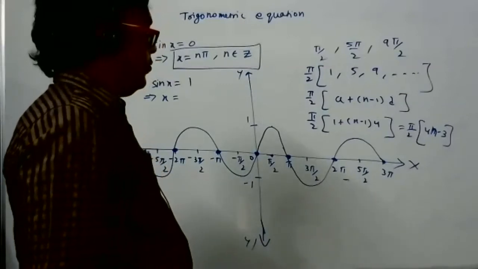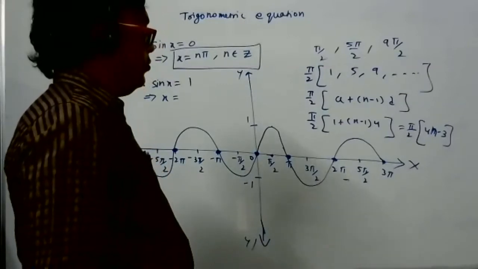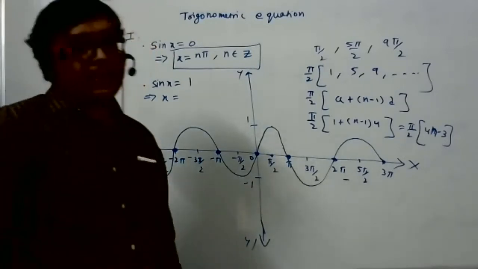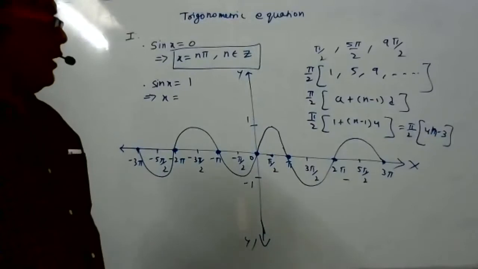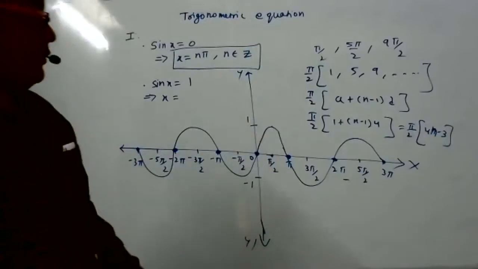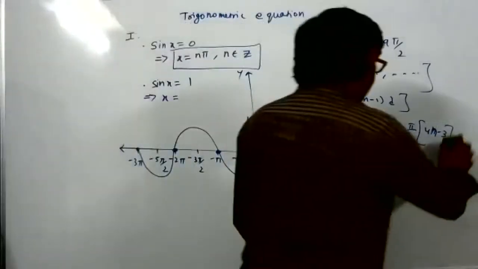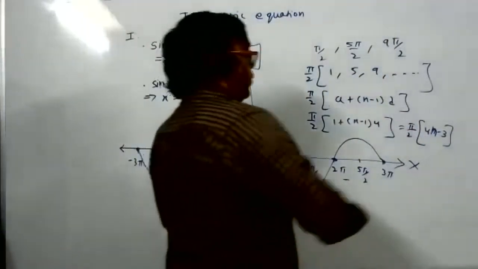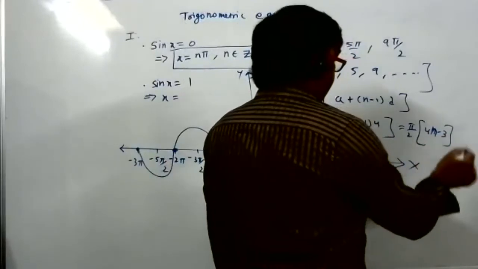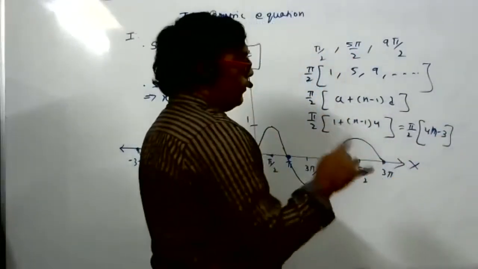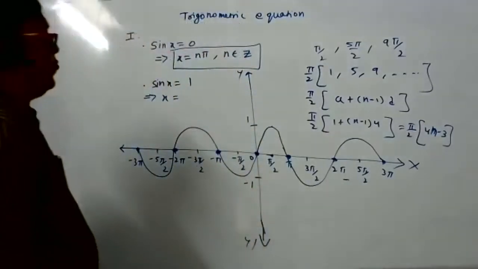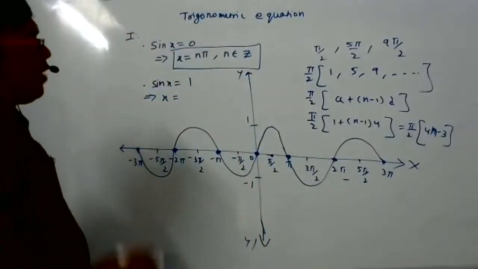Sir, if we keep n equal to minus 1, then here minus 1, we are getting 4n plus 1. So what will we do here? 4n plus 1. Plus 4 minus 1. No? Gone. It's not there. What are you saying? Tell me again.